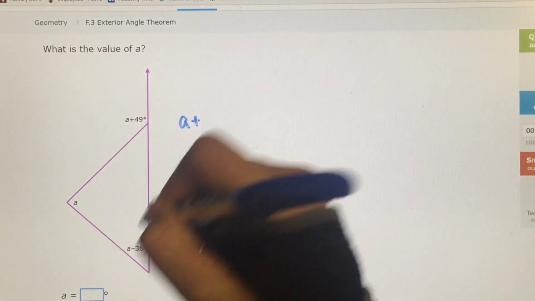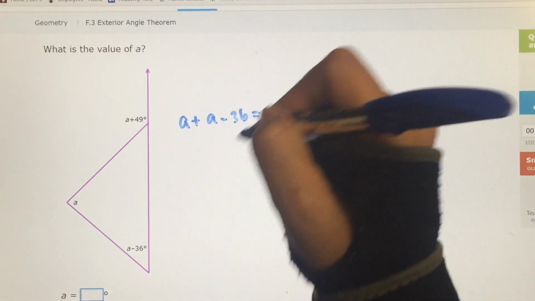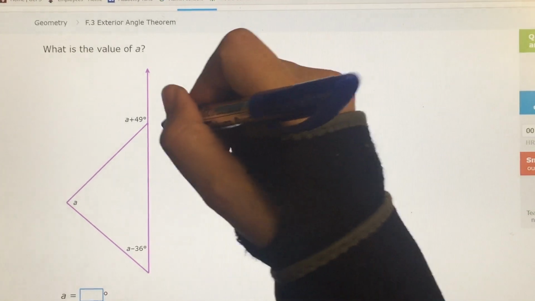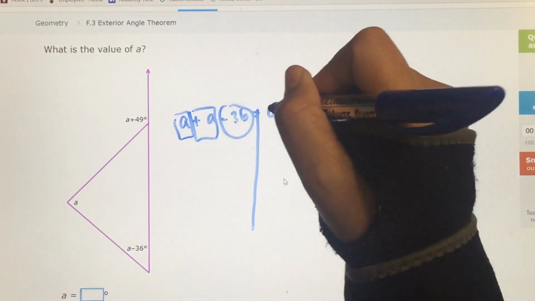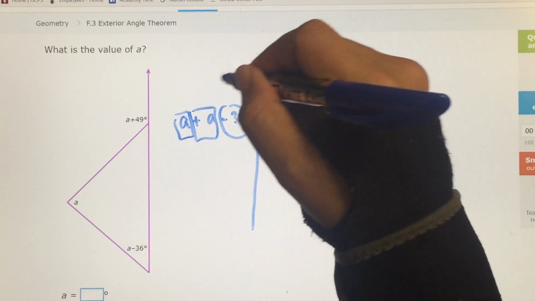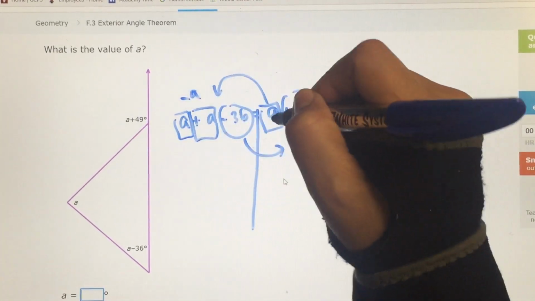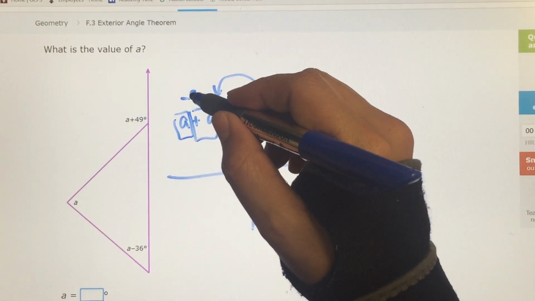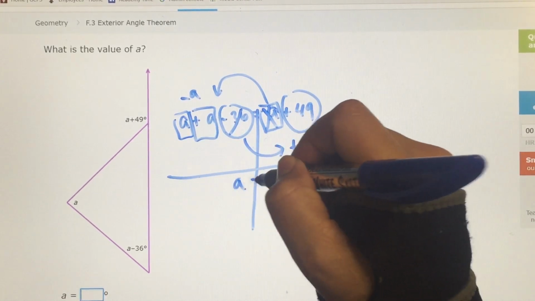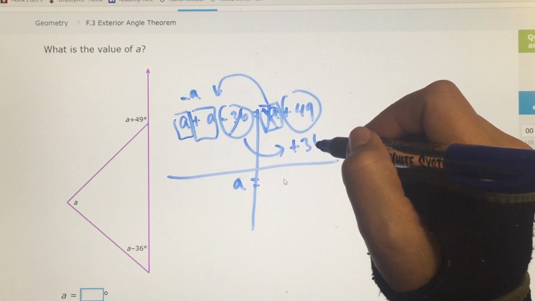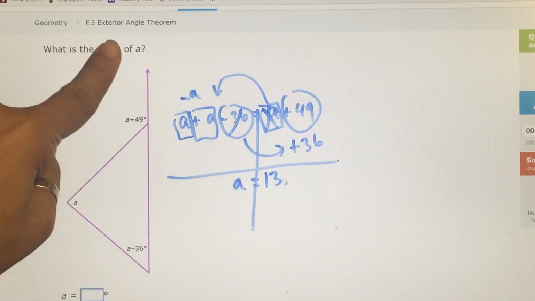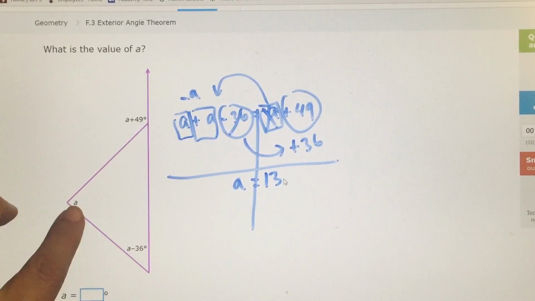So a plus this, a minus 36, equals the outside, a plus 49. Boxes and circles. Let's move all the boxes on this side and all the circles on this side. So that's going to be negative a, that's gone, plus 36, that's gone. So you're going to have a plus a minus a. So 2a minus a, you're going to have a. 49 minus 36, 13. So a is equal to 13. And then just make sure that you're answering the question. So they're asking you for a, so a is 13. Sometimes I'll ask you for one of these angles and you have to plug it in. So a is 13.